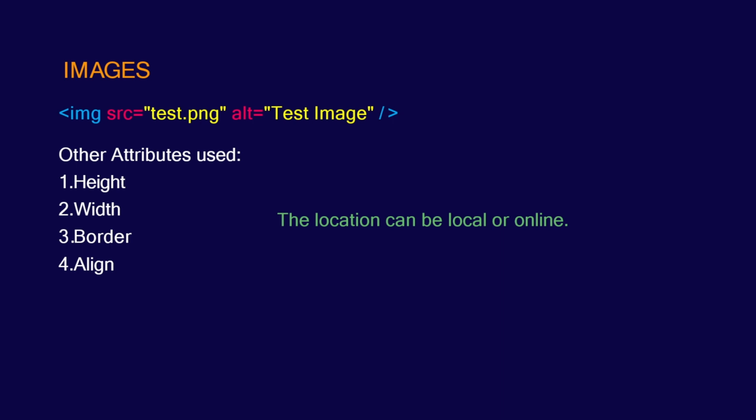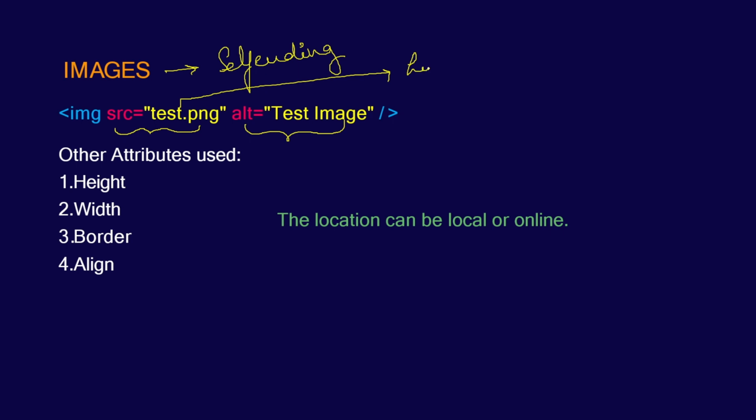The image tag is a self-ending tag. That is, it does not have any closing tag. Inside this image tag, you have two main attributes. One is the source attribute and one is the alt attribute. What is the source attribute? The source attribute is where you are going to add the location of your image, and the alt attribute is the alternate name for your image.